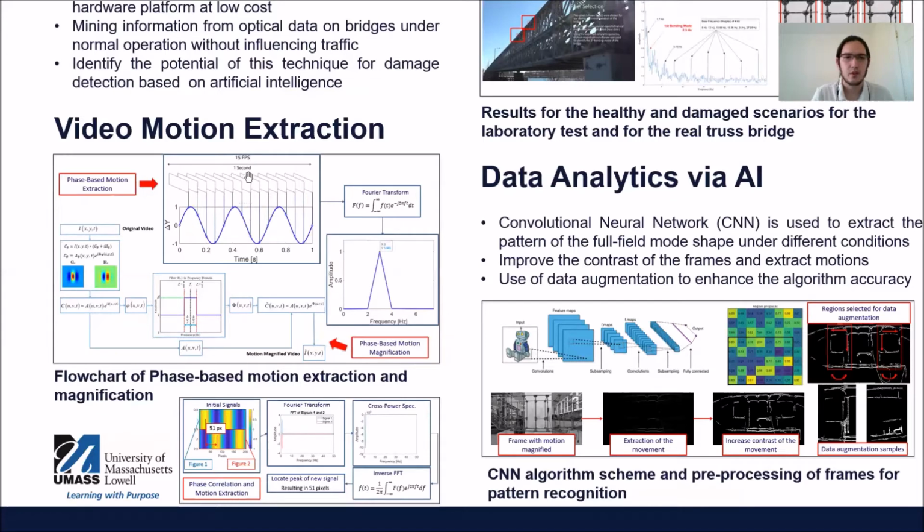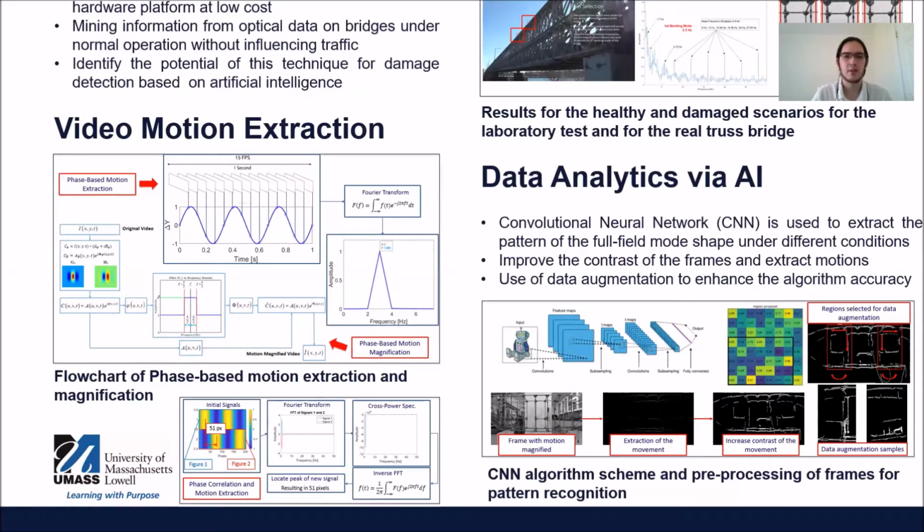So going back to the top, we can extract the motion at any given time, and then applying a Fourier transform on this time domain series, we get a new frequency domain with the natural frequencies of what we're observing. And that is basically how phase-based motion extraction works. For this project, we're using phase-based motion extraction and phase-based motion magnification.